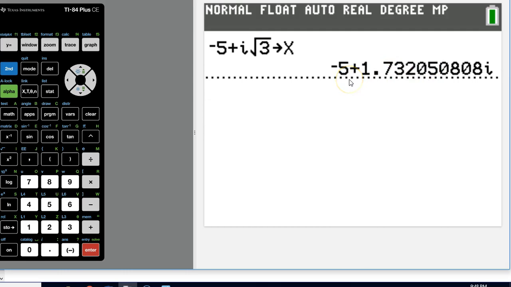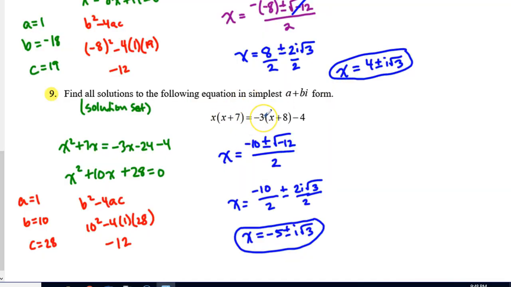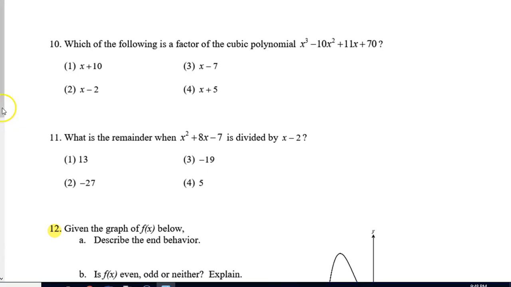Then I could type in the left and the right side of these to see if they agree. I can do that for all these. You want to have these tools at your disposal. Next question we're going to look at is number 12.